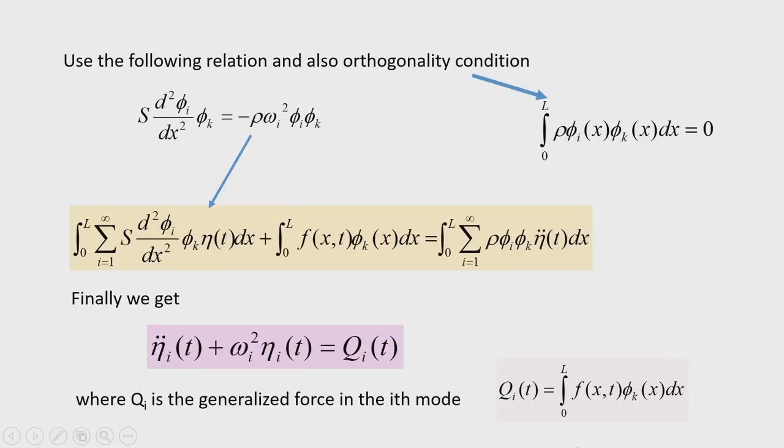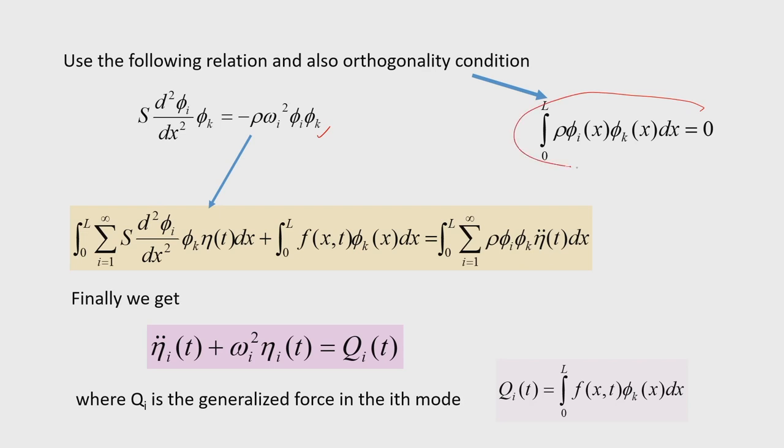Okay. Next step. Now we also use this condition, because it was obtained earlier when we used the free vibration condition, that in free vibration the motion is harmonic. So we can assume that y x t is equal to phi x into some harmonic function, say sin omega t. Then after second differentiation, when the inertia term is involved, we get minus rho omega i square. So that is appearing here. This condition we can now use. Because of that, we now use this here: s del square phi i del x square phi k eta t dx, and f x t phi k dx, and here you can see rho phi i phi k eta double dot t dx.